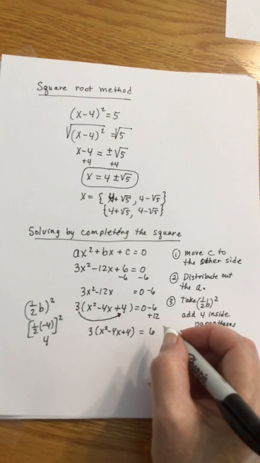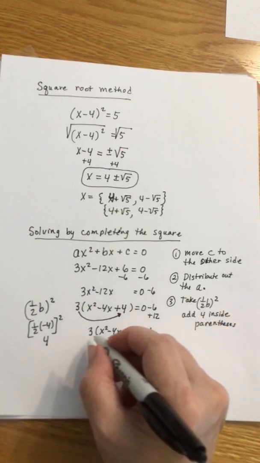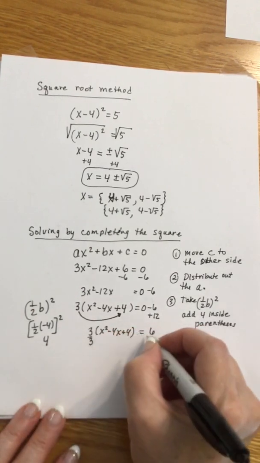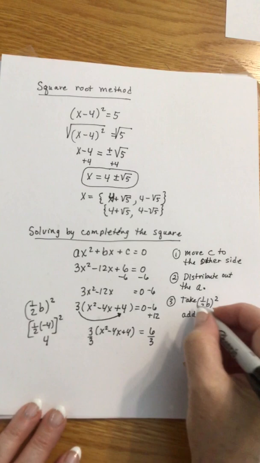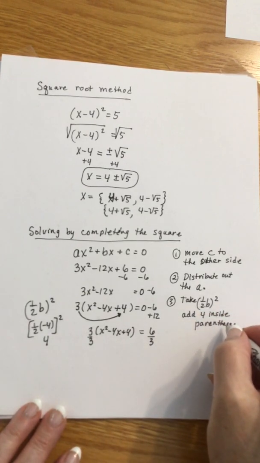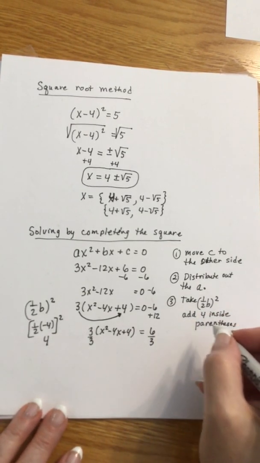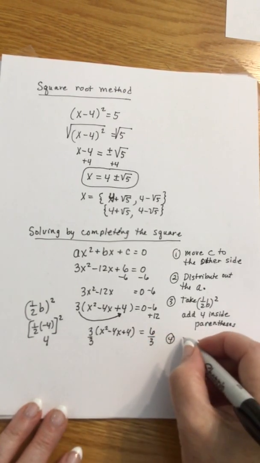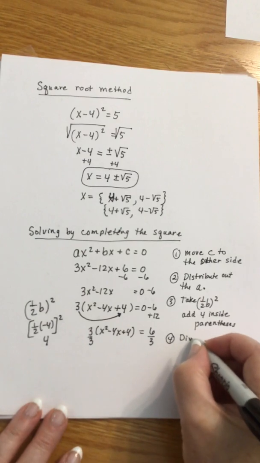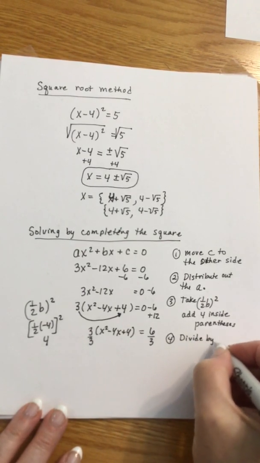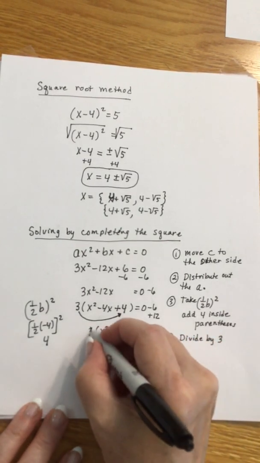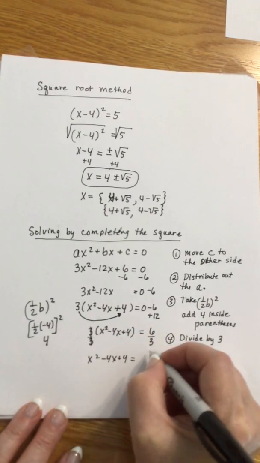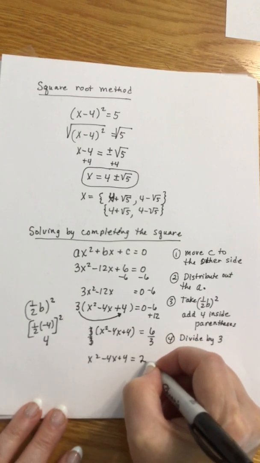So now from this point, I'm going to finish it out by doing the 3. What do I do to get rid of the 3? I have to divide by 3 on both sides. So the next step we're going to do is divide by the 3. This cancels out and gives me x squared minus 4x plus 4. And this gives me 2.